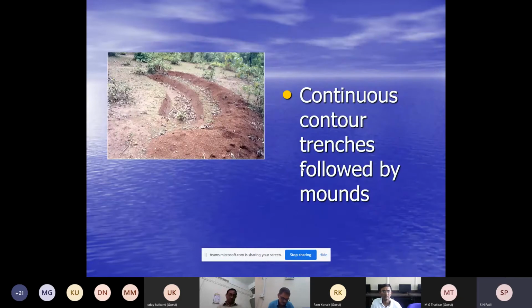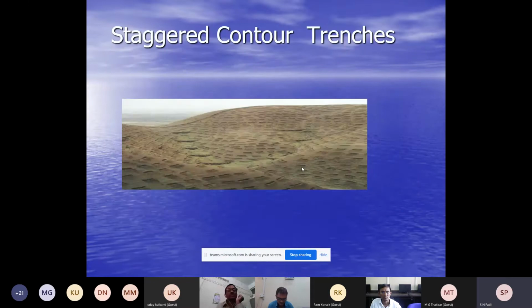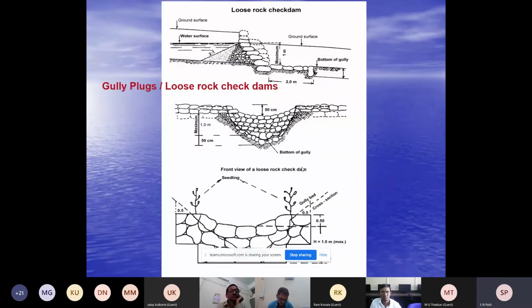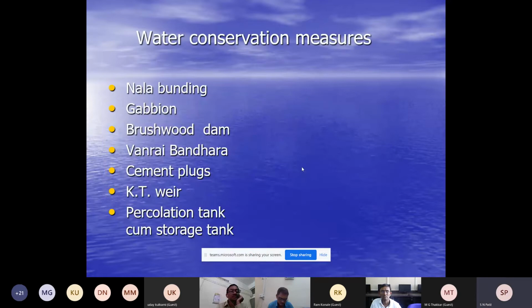Again, CCT is also used to reduce soil erosion in a particular area, and these are the staggered trenches for arresting soil erosion. These are the staggered contour trenches. These are the gully plugs we can construct in first order streams or second order streams. Plantation is essential nowadays for a healthy environment. These are the water conservation measures.